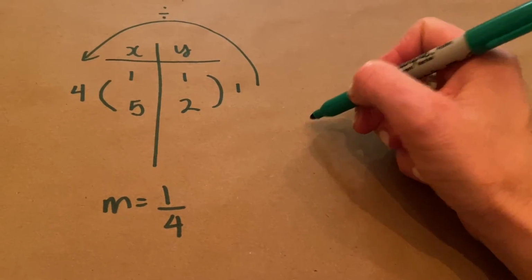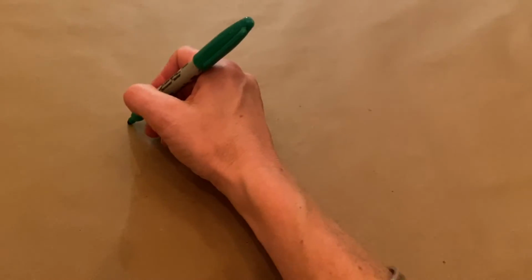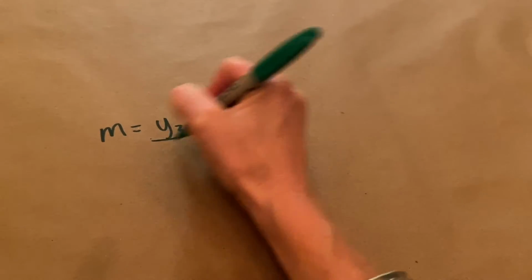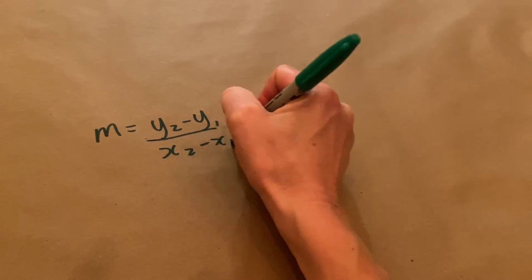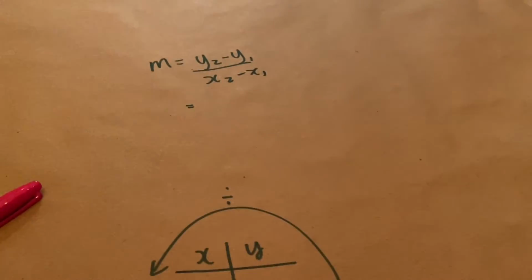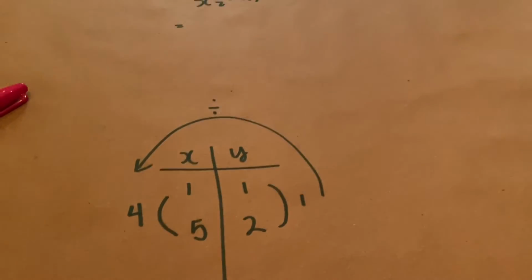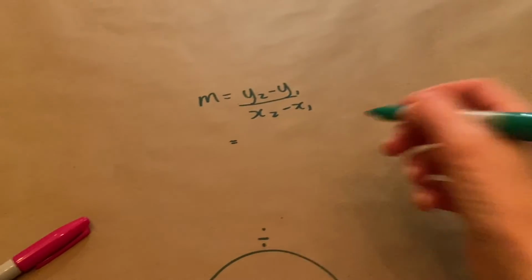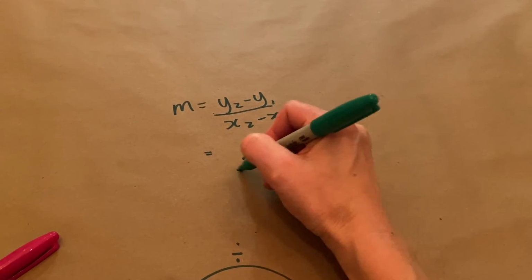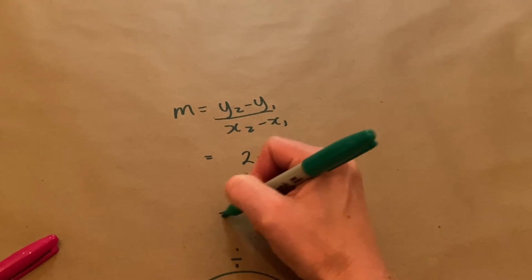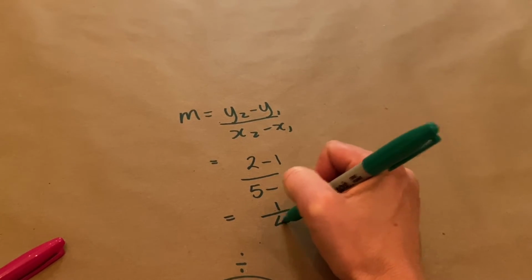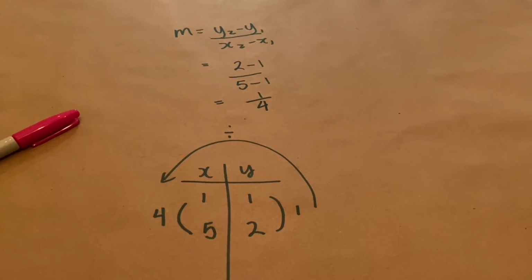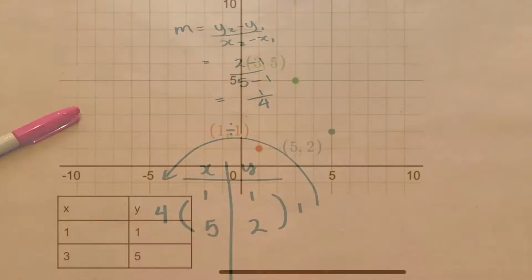We could, of course, use this equation. We could use the equation m is equal to y2 minus y1 over x2 minus x1. And that means that we have 2 minus 1 over 5 minus 1, and that is 1/4. So the slope of the first segment of the triangle is 1/4.